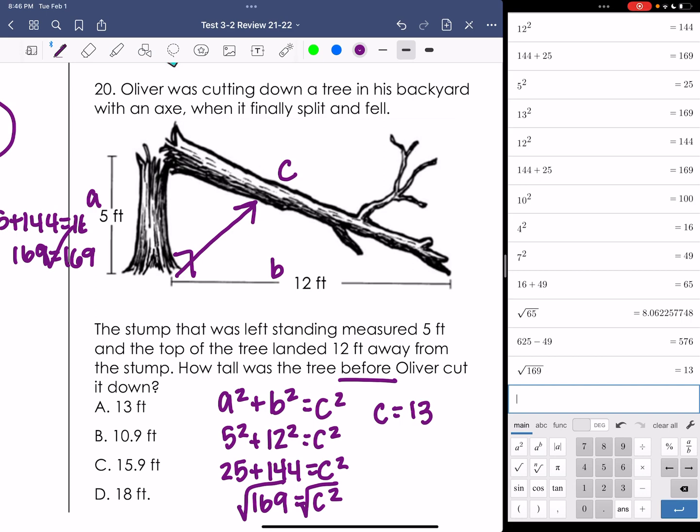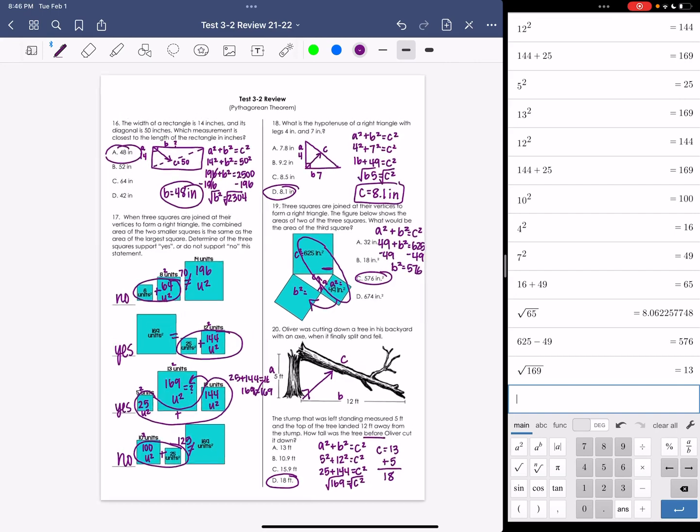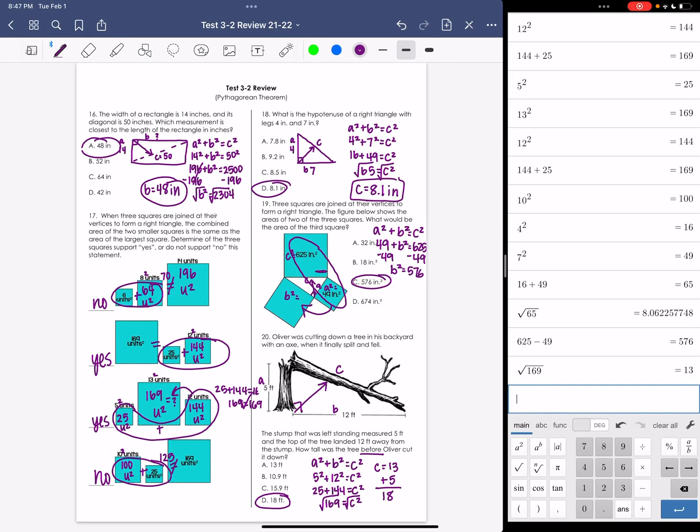However, the height of the tree would be 13 plus the 5 from the original stump to give you 18 feet, which means your answer here is D. And that is going to complete your test review.